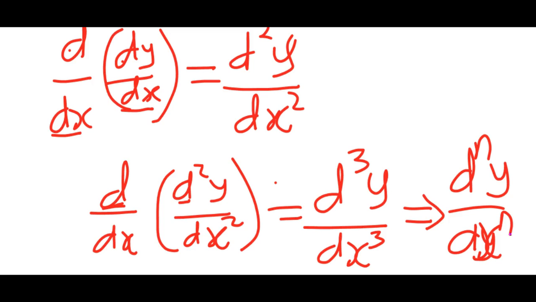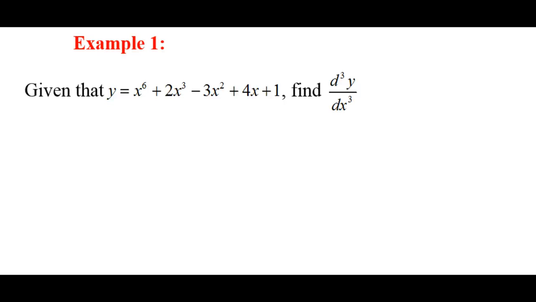So we'll take examples and see how it works for higher order derivatives. Example number 1, we want to have this particular function y equals x to the power 6 plus 2x cubed minus 3x squared plus 4x plus 1. And we have to find the third derivative, that is d cubed y over dx cubed, and that is the third order derivative. So we want to differentiate 3 times to get what we want.